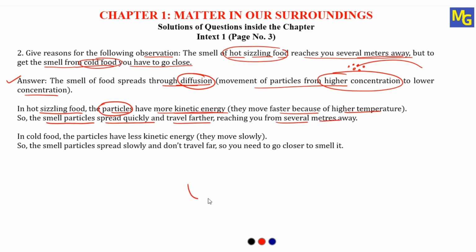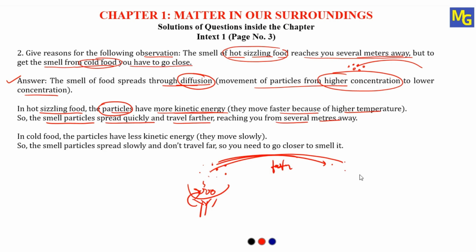For example, if this is the food here and you are cooking, when you cook, the heat energy will be absorbed by these small particles, and the kinetic energy of the particles increases. When they diffuse, when they move from higher concentration to lower concentration, the speed of this movement becomes faster, and therefore you can easily get the smell of hot food even if you are standing several meters away. That's why you may have seen, while traveling on the road, if there is a hotel on the roadside, even if you are on a bike, you can still get the smell of the food from that hotel because the food is hot.